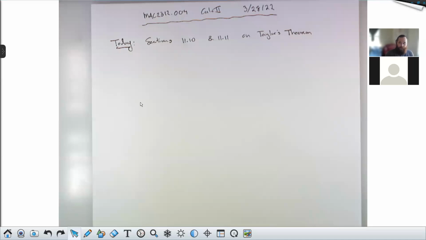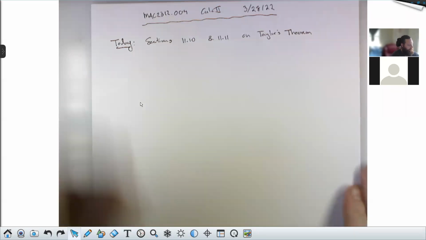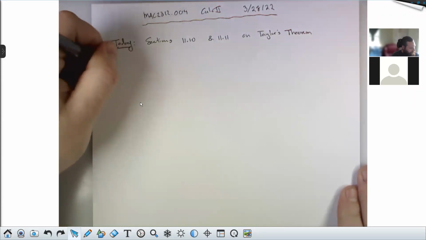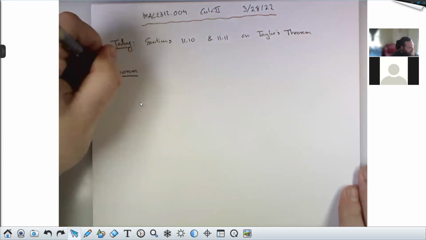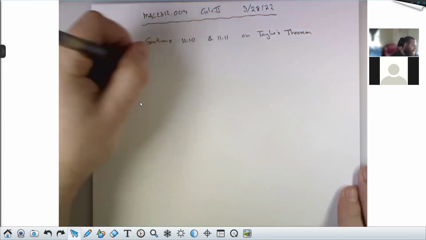So with that said, we are going to cover these two sections today, and the place to begin is with a definition, or I should say a theorem which kind of has a definition in it. So this is Taylor's theorem.